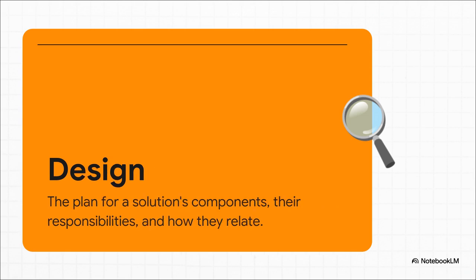Then you've got design, which is pretty much what you'd think it is, the blueprint. But we're not talking about colors and logos here. This is the architectural plan. It's about figuring out what each piece of the software is responsible for, and this is the crucial part, how all those pieces are going to communicate with each other to achieve a goal.